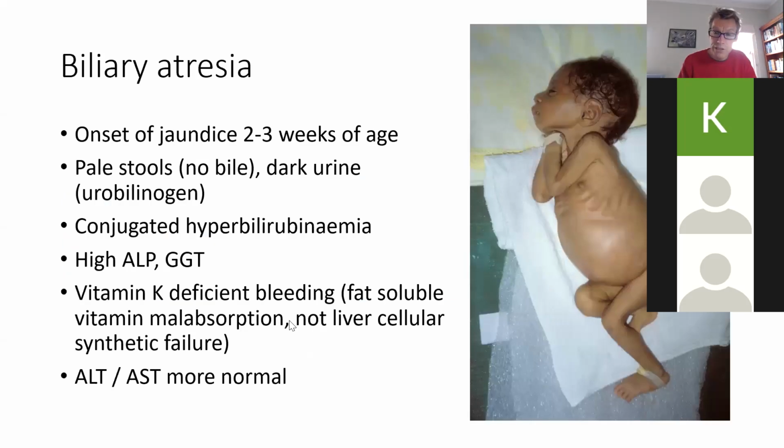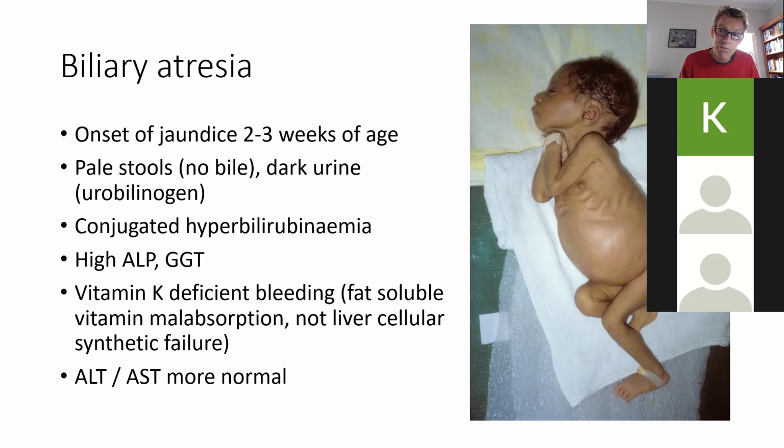I wanted to briefly touch on biliary atresia because it's a relatively common condition, and we can make the diagnosis quite well on clinical grounds. Biliary atresia is a congenital obstruction of the bile ducts. Usually these babies may be jaundiced in the first day, but usually the onset of jaundice is around 2 to 3 weeks of age.